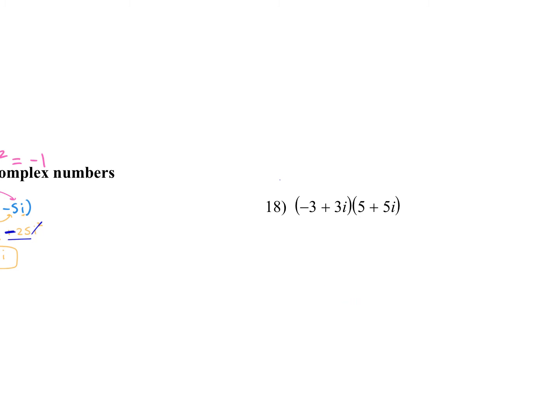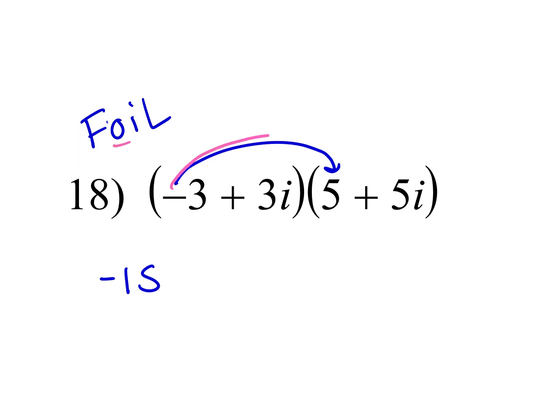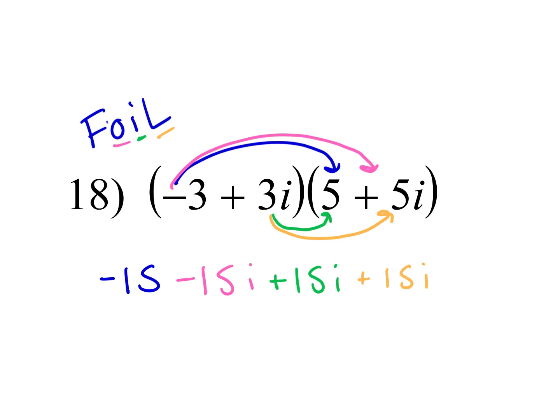All right, multiplying. When I have two terms times two terms, how do I multiply them? I have to FOIL. So what are the first ones that I multiply here? Negative 3 times 5. Negative 15. What are the outsides? What's negative 3 times 5i? Negative 15i. What are the insides? What's 3i times 5? 15i. And then what are the last? Perfect. 3i times 5i is 15i squared.